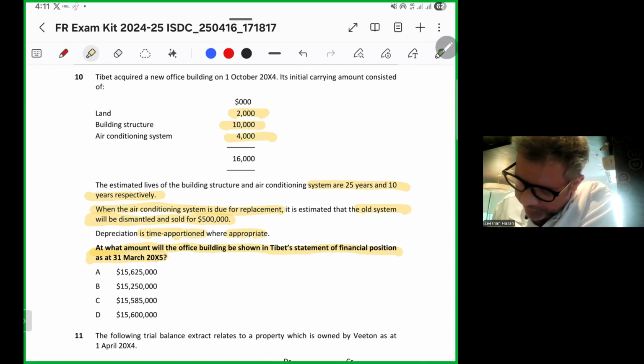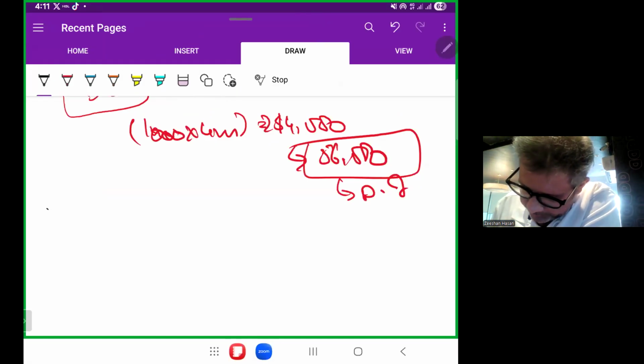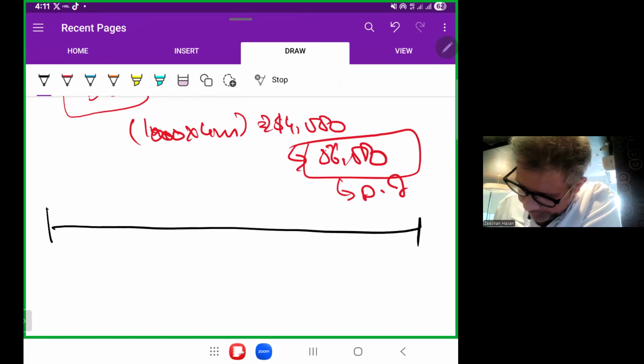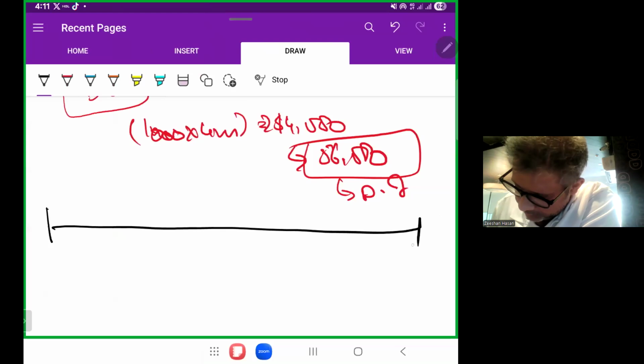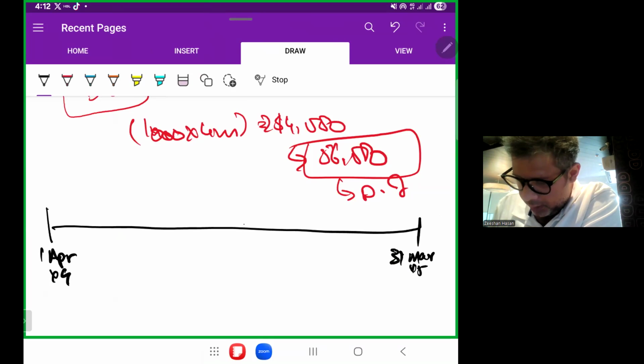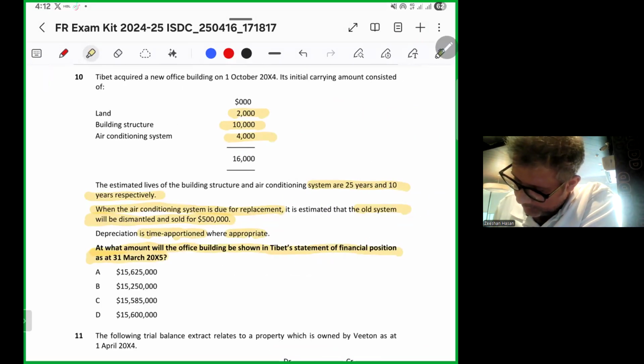So the year end is 31st March. That means the year started in April, right? See over here carefully, 31st March, right? 1st April X4, and they acquired a new office building on 1st October X4.